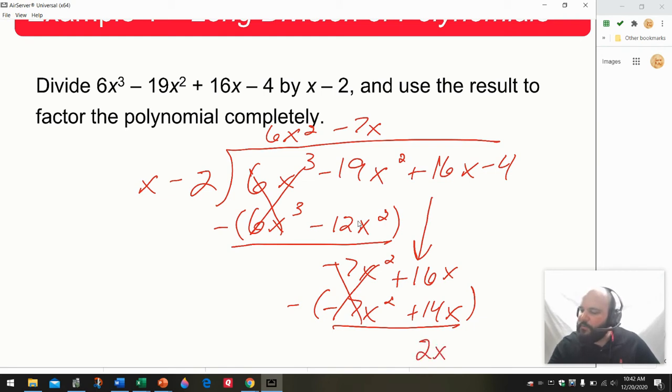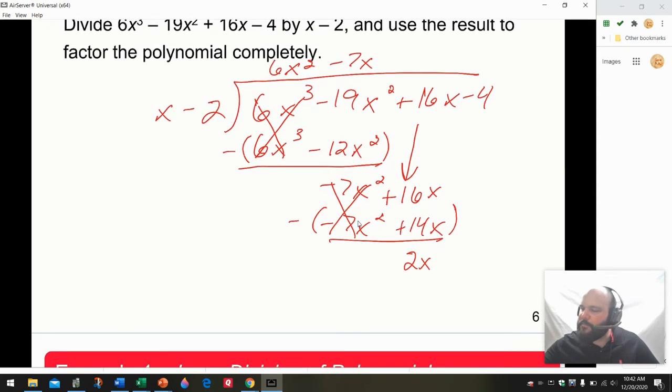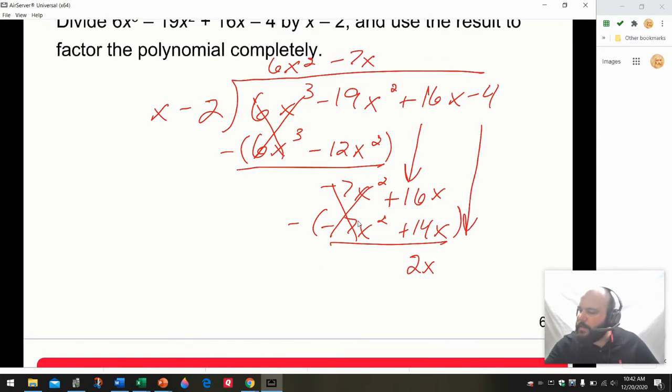And if you notice, both of these terms here and here are being subtracted, which is why I have you put a set of parentheses around them before you do the subtraction. Now, we still need to drop this minus 4 down, like this, and we need to continue. The reason we need to continue is that as long as you have something here that is an equal or higher power than what you're dividing by, you have to keep going. In this case, we're dividing by x to the first. We still have an x to the first, so we need to keep dividing. What we have left has to be of a smaller degree than what we're dividing by.